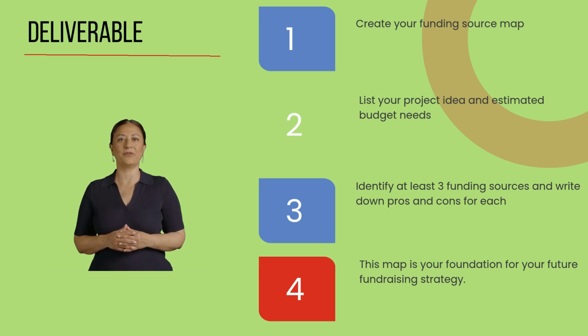To create this lesson deliverable, you firstly need to create your funding source map by listing your project idea and estimate the needed budget. In addition, identify at least 3 funding sources and write down pros and cons for each. This map will serve as your foundation for your future fundraising strategy. Now that you have your funding source map, it's time to start planning your fundraising strategy. With your project idea and budget in mind, you can begin researching potential sources for funding. Make sure to carefully consider the pros and cons of each option, as this will help guide your decision-making process. Remember, this map is a crucial step in setting yourself up for success in your future fundraising efforts.